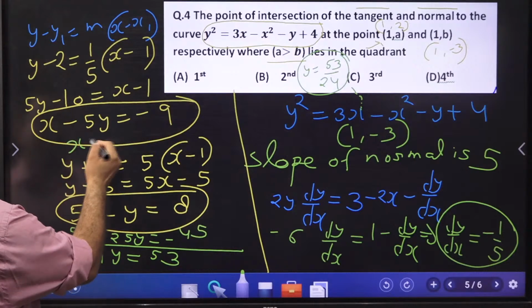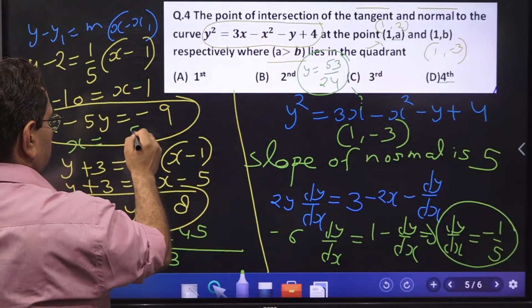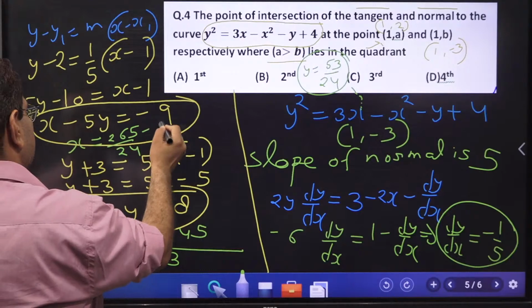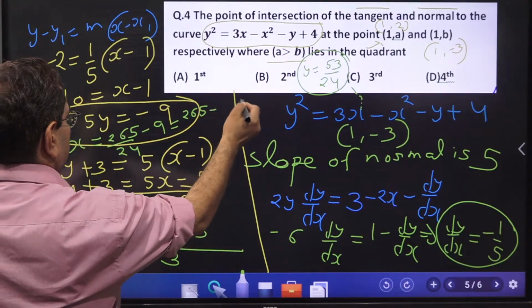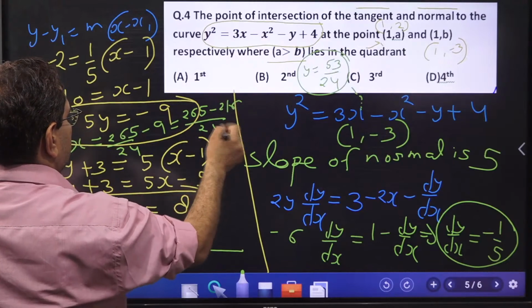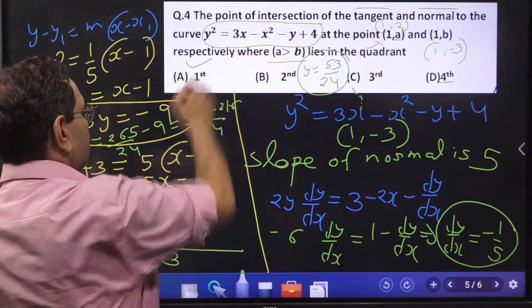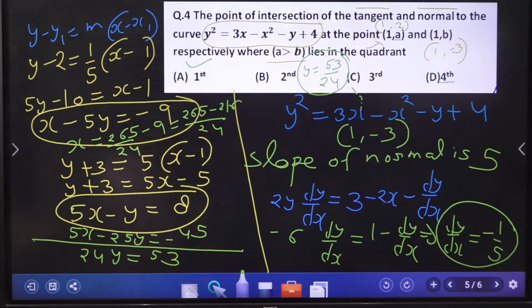Okay. So x is equal to 5y minus 9. 5y means 265 upon 24 minus 9. So equal to 265 minus 216 upon 24. This is also coming to be positive. So we are getting the first quadrant actually because both x and y are coming to be positive. So our answer is 1. So this time Ketul Saha, there is a mistake in your answer, but in the previous questions you have done very well.